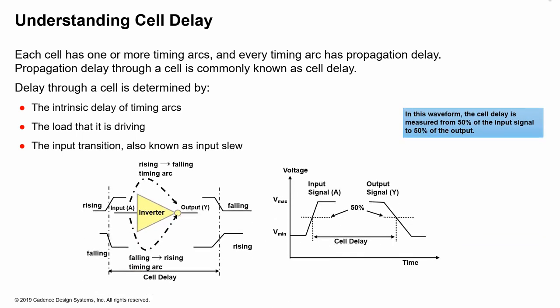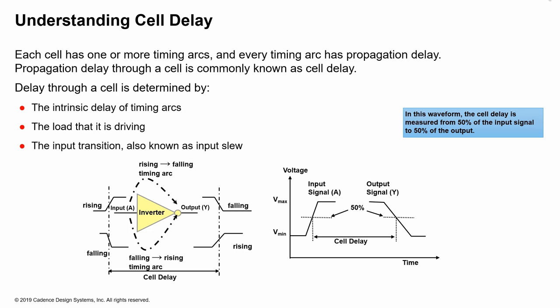As we saw before, each cell has one or more timing arcs, and each of these timing arcs have a delay associated with them. And so the propagation delay through the cell is commonly known as cell delay.